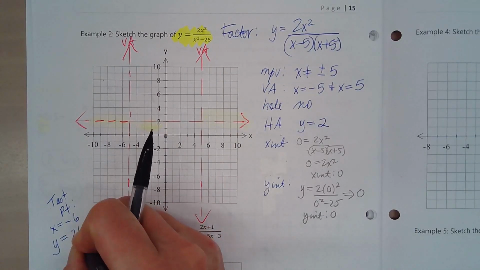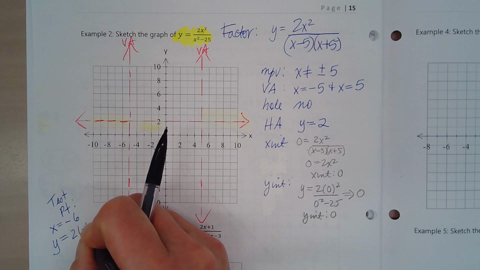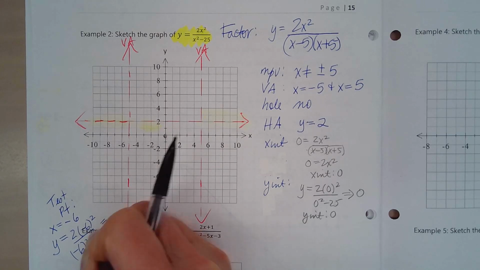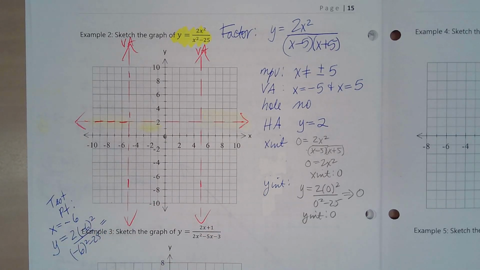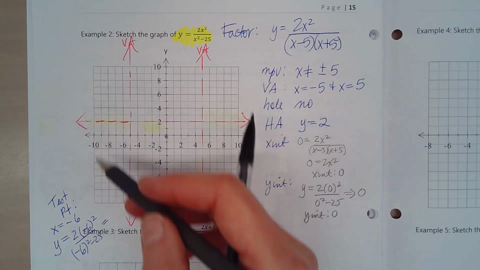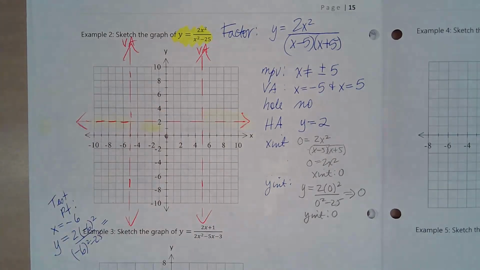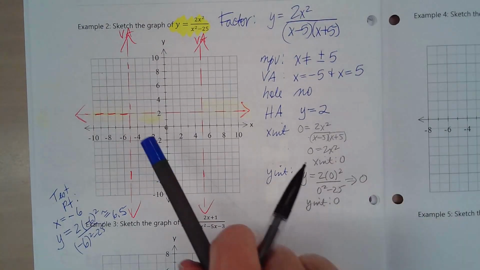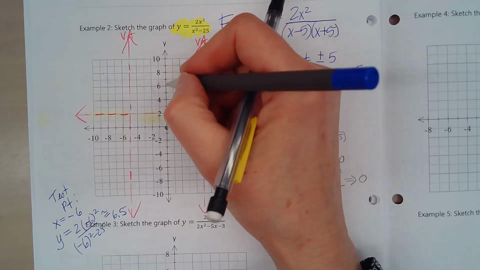So what's y going to equal? 2 times negative 6 squared over negative 6 squared minus 25. This is going to be some kind of a fraction, I think. Let's see. I'm just curious to see, really honestly, if it's at the top or the bottom of this. And I think it's going to be on the top. Yeah, so I get about 6.5. Would you agree? Okay. So at negative 6, it's going to be about 6.5.